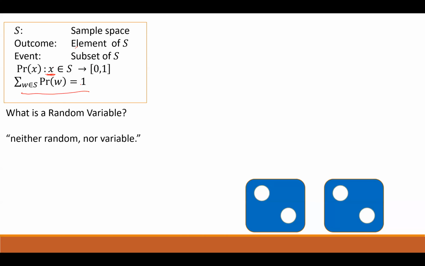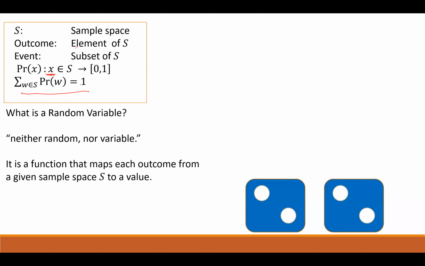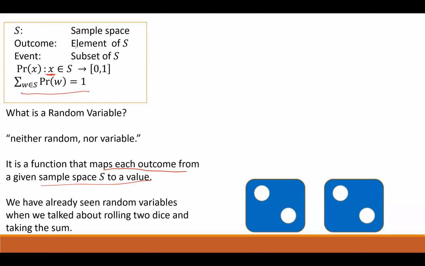So what is a random variable? Well, it's not random and it's not a variable. So that's very aptly named. It is basically just a function. It's a function that maps, I take an outcome from my sample space and I map it to a value. And so why would we want to do this? Well, there's lots of reasons. We will see some examples, then we'll explore that a little further.